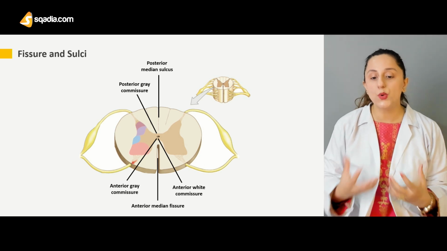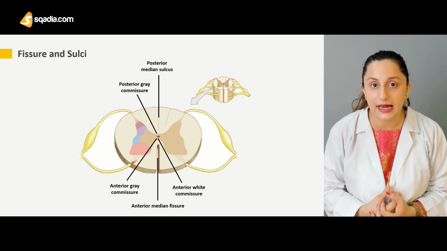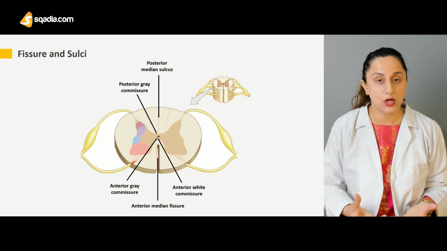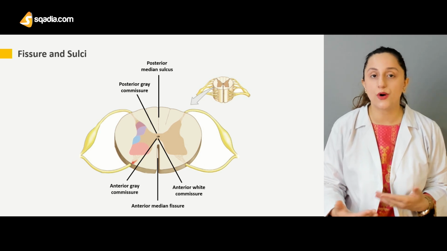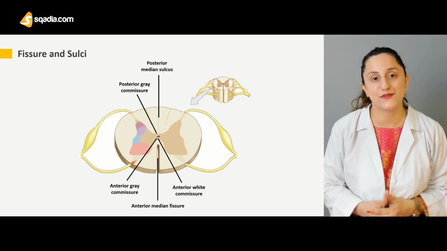So we must know these commissures. We must know these sulci that are basically a part and parcel of the spinal cord in a cut section, because we're going to correspond to them again and again when we are getting into the details of neuroanatomy.